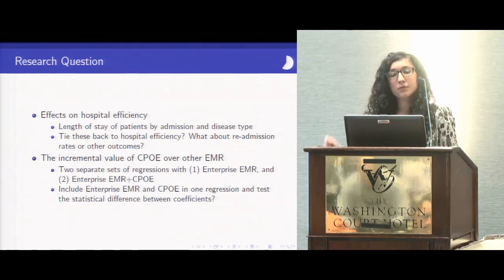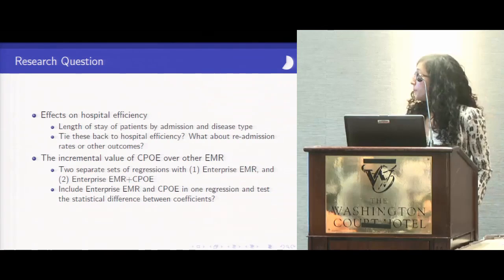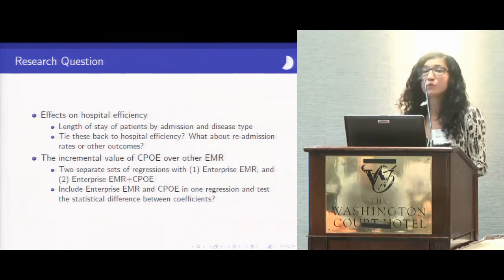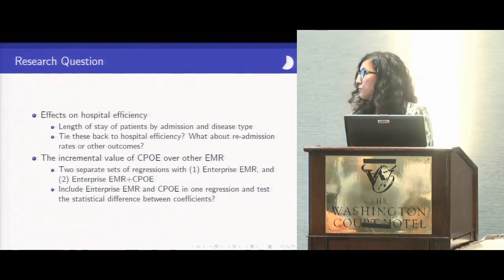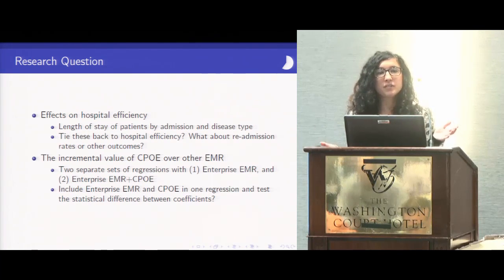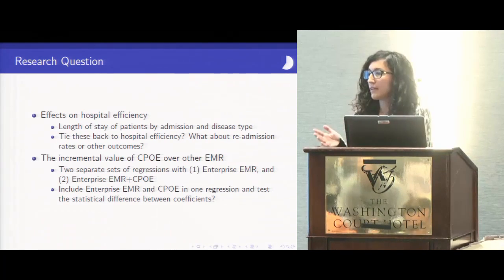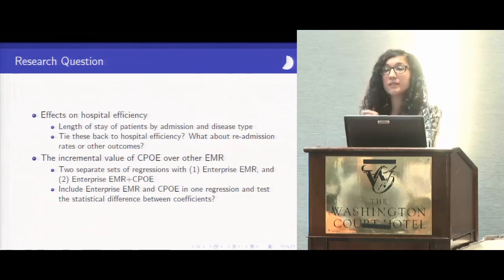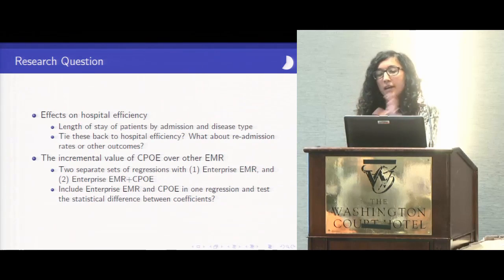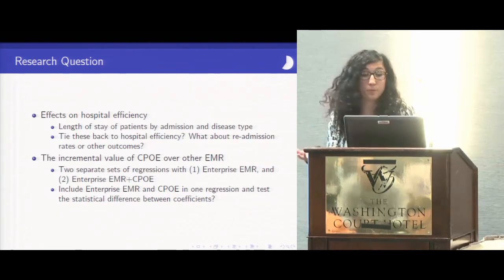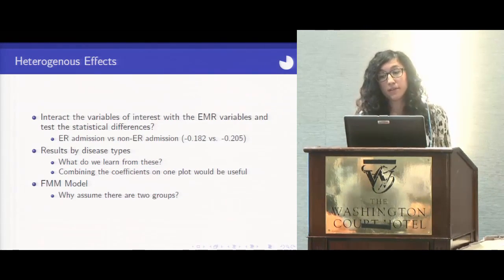Another question in the paper is to provide the incremental value of the CPOE over other types of EMRs. And the paper is using two separate sets of regressions. In the first one, the enterprise EMRs, the more basic EMRs, and in the second one, enterprise EMR plus the CPOE adoption. And in most of the specifications, the coefficients don't look all that different. And we cannot see the statistical significance of the difference in coefficients. So my suggestion here is maybe to pool all of them together and include the enterprise EMR and CPOE in the regressions to be able to test the statistical difference to establish the incremental value of CPOE over other types of EMRs.